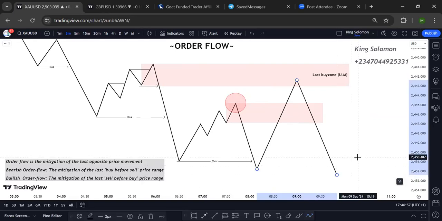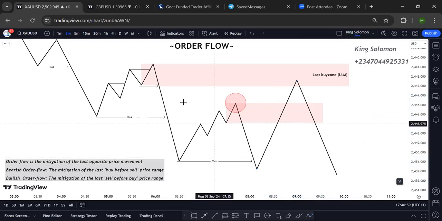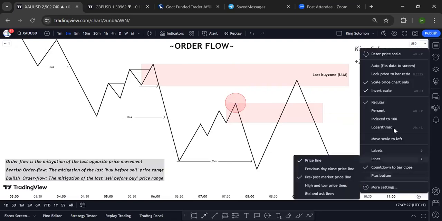So just to add, order flow is the mitigation of the last opposite price movement. Last opposite price movement, meaning in a downtrend, the opposite price movement is what? A buy, right? So in a downtrend, as this bearish order flow, it is the mitigation of the last buy before the sell. That was the buy before the sell, right? And in the bullish order flow, it's the sell before the buy. That was inverting this, right?